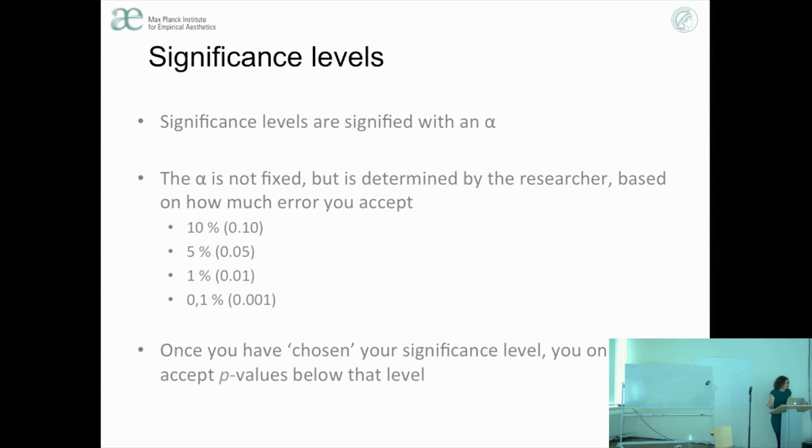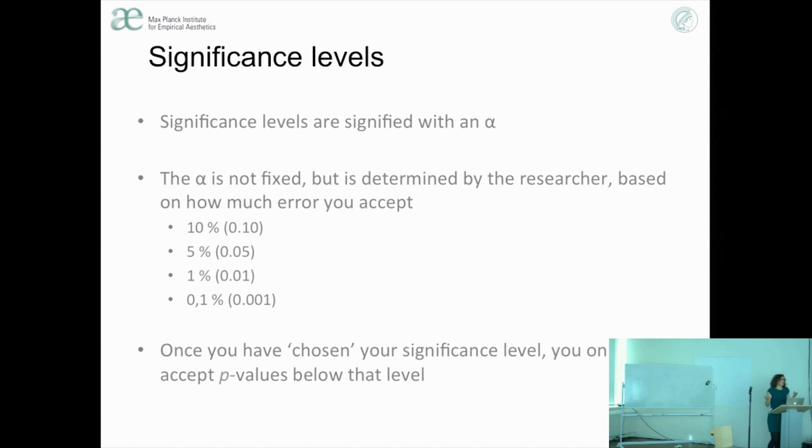It goes without saying that you have to choose the significance level first, and then only accept results that fall below it, and not do it the other way around: just do the analyses, see what comes out of it, and then set your significance level at a level where you're like, yes, now I have significant results.